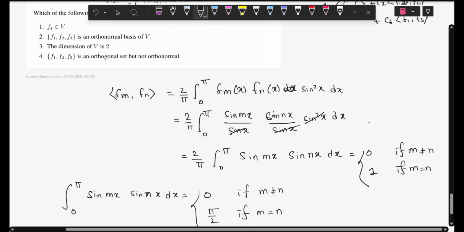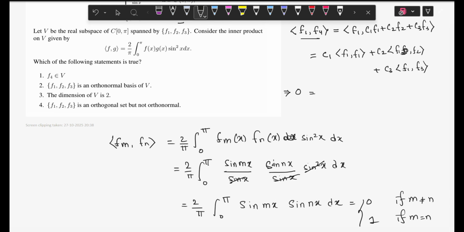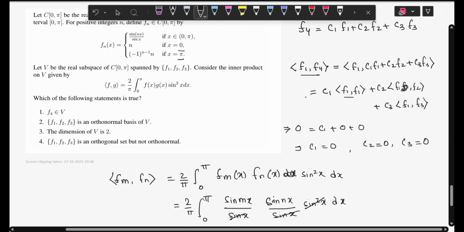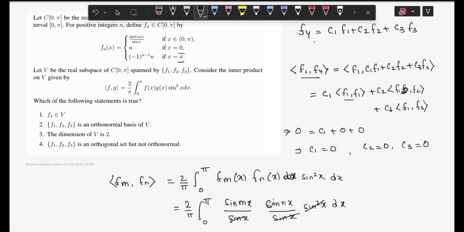So what can we say from this? We can say that the left hand side is equal to 0, and this is equal to 1 plus 0 plus 0, which implies c1 equals 0. In the same way I can prove c2 equals 0 as well as c3 equals 0. So the moral of the story is that f4 will become 0. If we can express f4 as this, then f4 becomes a 0 function. But f4 is not a 0 function, which is a contradiction. So f4 does not belong to V. So option 1 is a wrong option.